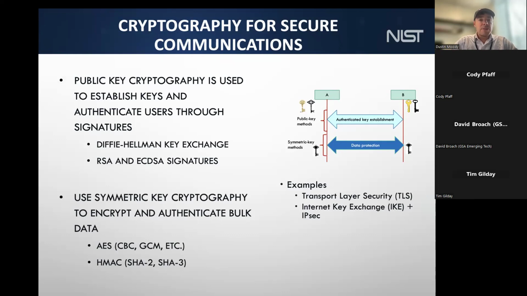Another very important use of public key cryptography is digital signatures, where you are able to authenticate yourself electronically, and another party can verify that you created the signature, and then they can be assured of that authentication.